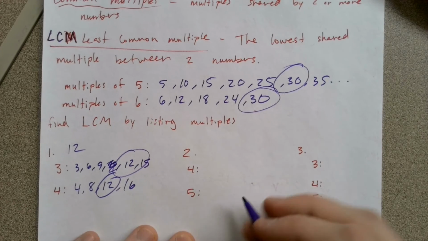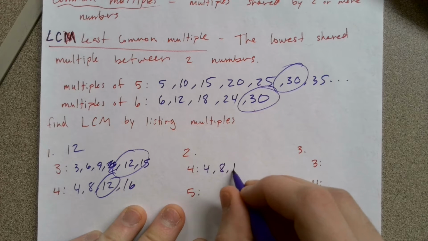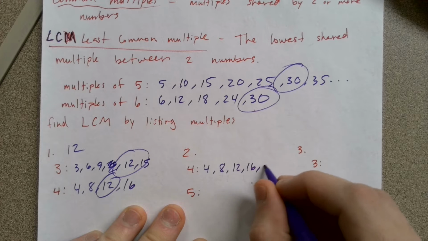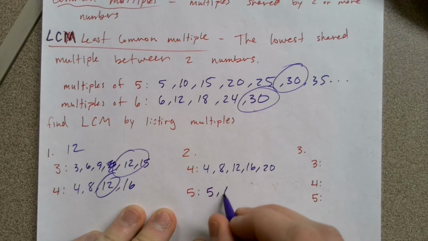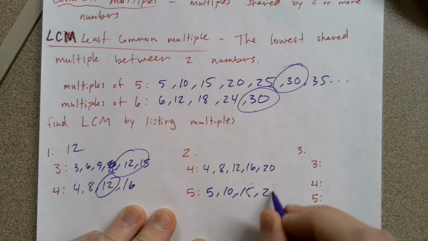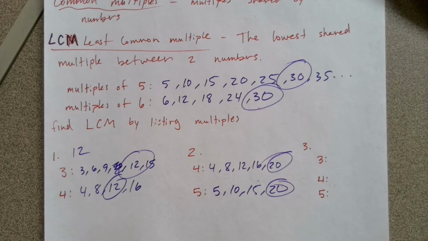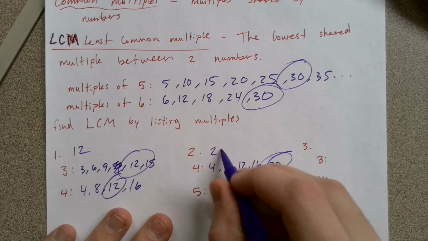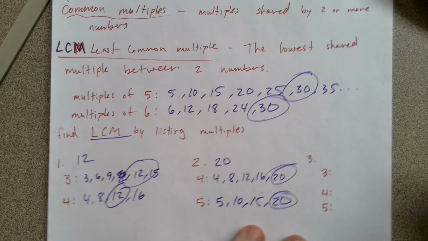Our next one, we got 4 and 5. Let's do it. 4, 8, 12, 16, 20. I'm going to stop right there. 5s, we got 5, 10, 15. I'm sure you're already thinking it. There it is. They both have a 20 in common. We can stop right there. Their least common multiple would be 20. LCM, least common multiple.